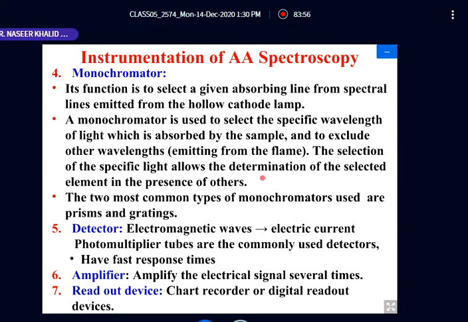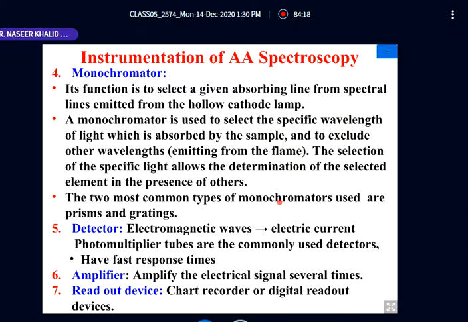Now, the selection of the specific light will allow us to determine the selected element. If, for example, we are selecting this wavelength for copper, only copper will be measured. If it is selected for zinc, only zinc will be measured. So this is the specificity. Okay.